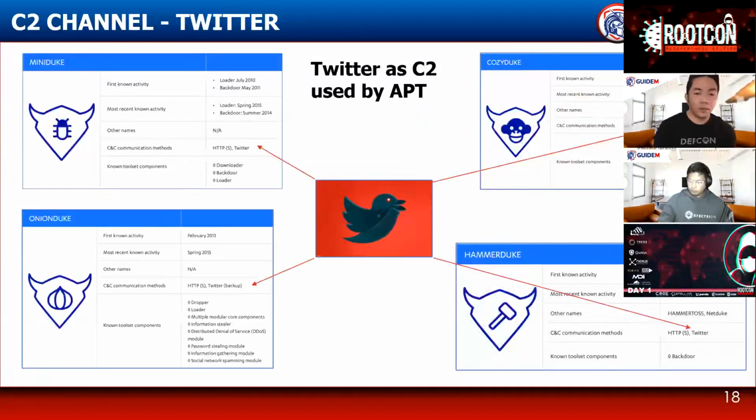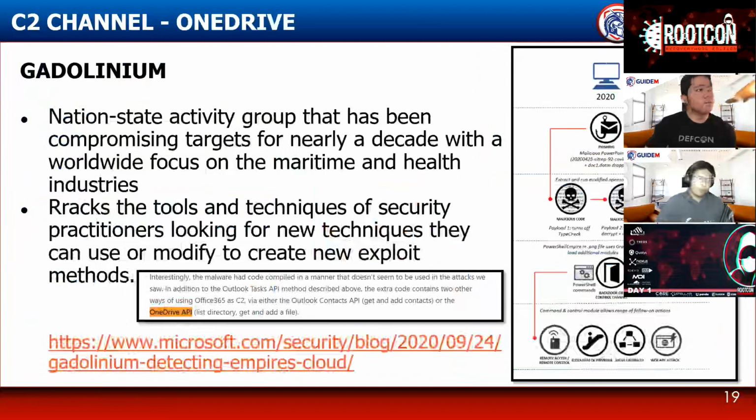And here are some of the APTs, provided by F-Secure, that leverage Twitter as a command and control channel. So we have Onion Duke, and these are like the Duke groups: Hammer Duke, Cozy Duke, and Mini Duke. So we have here another channel that is being leveraged by APT groups.